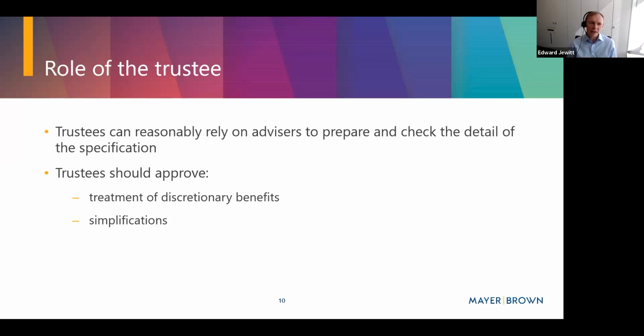Just in summary, I think that trustees can properly rely on their advisors to do the detailed heavy lifting when you prepare the benefit specification. But the trustees, in my view, should be involved to approve the treatment of discretionary benefits and any simplifications.